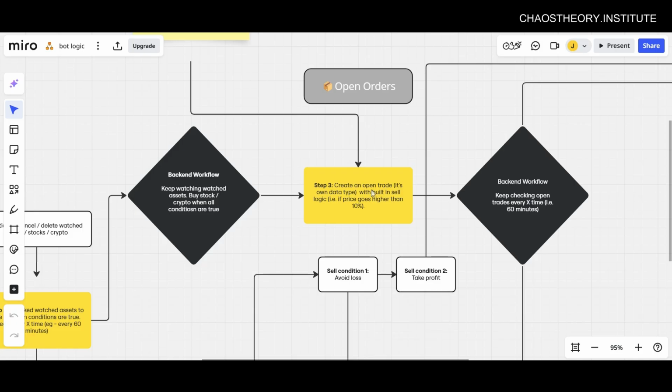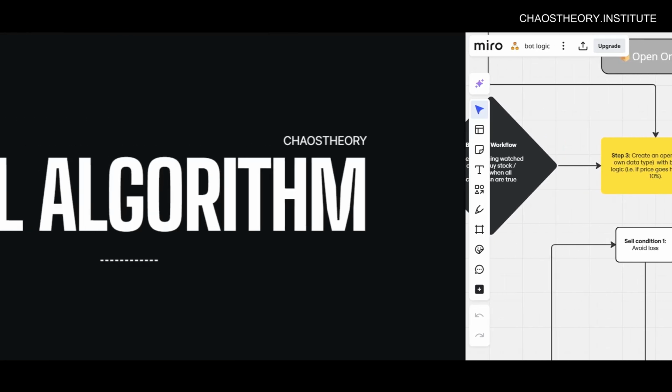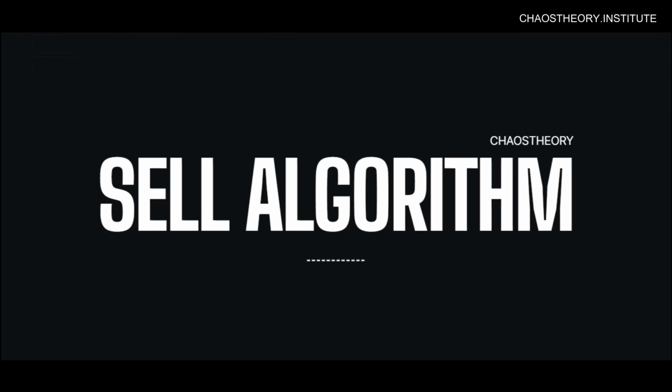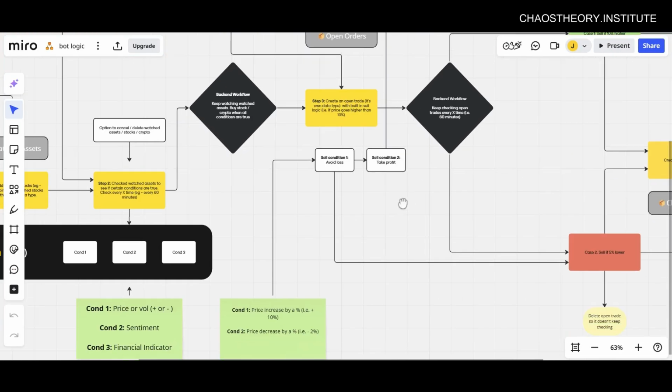Once the asset is purchased, this is the moment where trading bot developers eagerly watch to see if their strategy will pay off. At this stage, much like our earlier watched asset backend scanning stage, we need to continuously monitor the purchased asset. However, instead of searching for an entry point now, we need to focus on one of two sell algorithms to determine the right exit strategy.